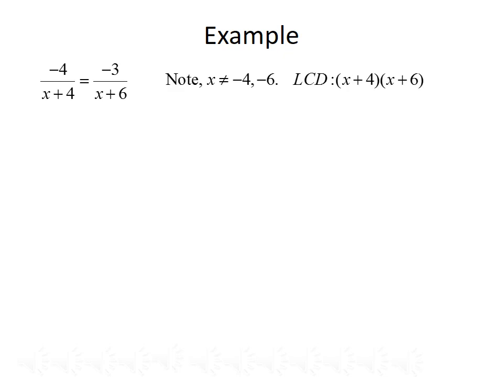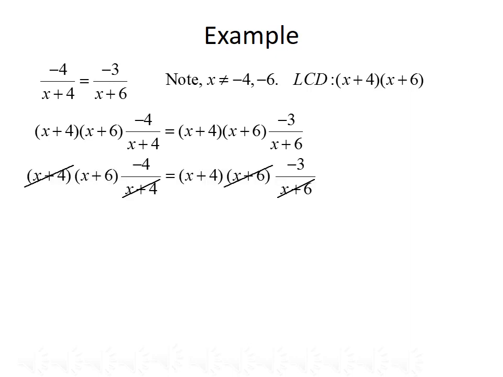Okay, the first thing we need to do is note that x cannot equal negative 4 or negative 6 because that would make the denominators equal to 0, and the least common multiple or least common denominator would be x plus 4 times x plus 6. We'll multiply everything by the least common multiple, x plus 4 times x plus 6, in order to clear the fractions. And we see that x plus 4 cancels on the left-hand side, leaving us with negative 4 times x plus 6, and the x plus 6's cancel on the right-hand side, leaving us with negative 3 times x plus 4.